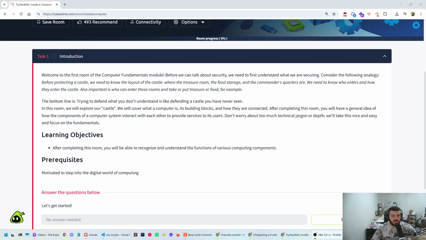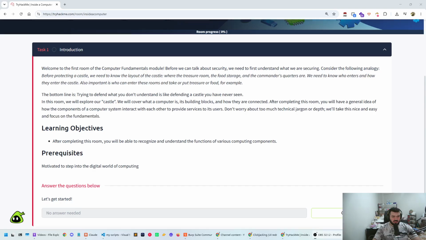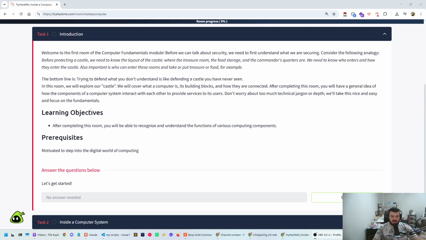In this room, we'll explore our castle. We will cover what a computer is, its building blocks, and how they are connected. After completing this room, you will have a general idea of how the components of a computer system interact with each other to provide services to its users. Don't worry about too much technical jargon or depth. We'll take this nice and easy and focus on the fundamentals.